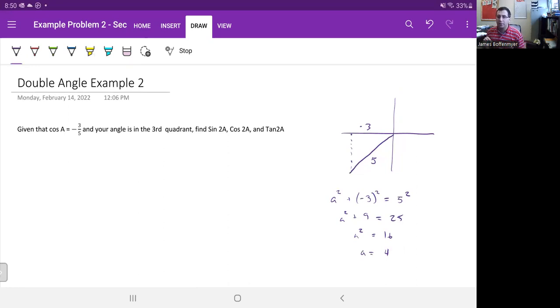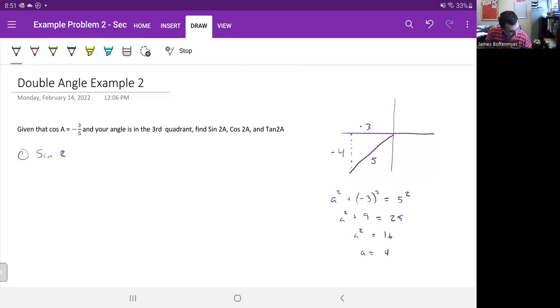Why? Because of the reference. That vertical side is below the x-axis, so that means all your y values are negative. Even though it is a +4, because it's below the axis, your value is -4. Now we found all the missing pieces that we need. So now let's utilize those double angle formulas.